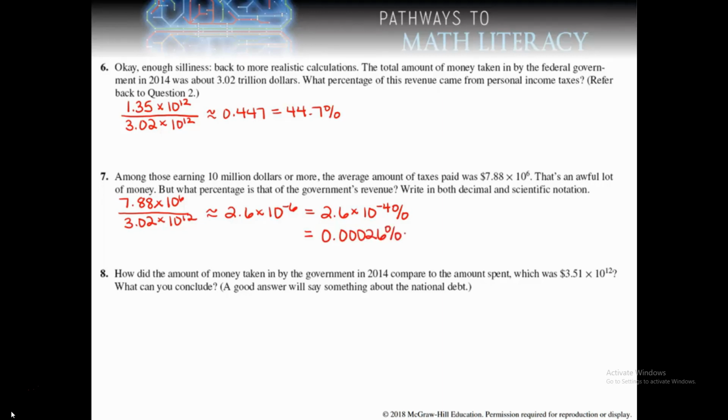In eight, how did the amount of money taken in by the government in 2014 compare to the amount spent? Well, the amount taken in was 3.02 trillion, so 3.02 times 10 to the 12th. And if we subtract the amount spent, 3.51 times 10 to the 12th, what we get is negative 4.9 times 10 to the 11th dollars. Now that negative amount means that we spent more than we took in, which contributes to the national debt.